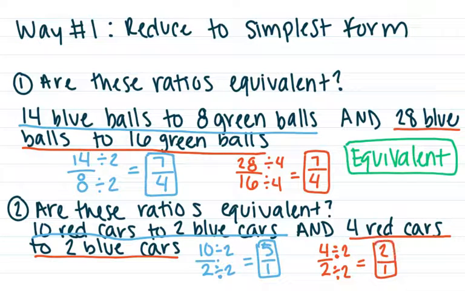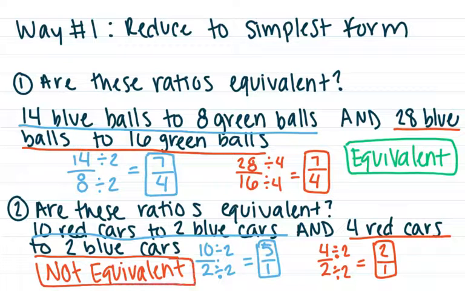So are these ratios equivalent? No, they're not. One of them equals 5 to 1. The other equals 2 to 1. So those are not equivalent. So when it says, are they equivalent? I would say no, not equivalent. That would be my final answer here. Not equivalent. They are not the same. So that's one strategy that we can do.